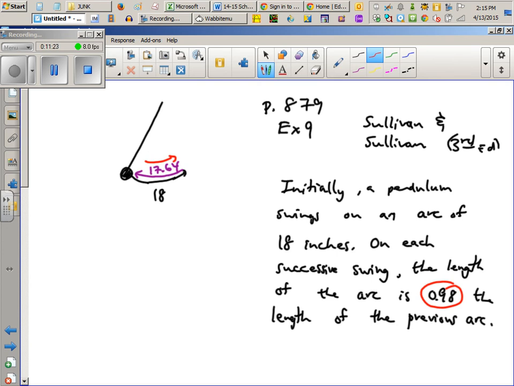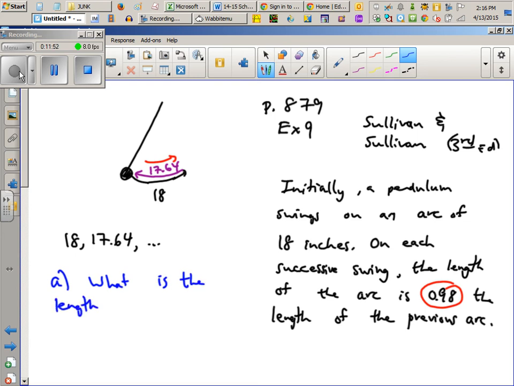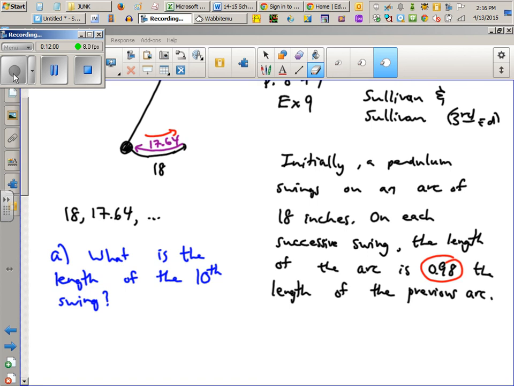Okay, so you could kind of write this as a sequence. 18 is the first term, 17.64 is the next term, and so on. They're going to ask us a lot of different questions about this sequence. The first thing they ask us is what the length is upon the 10th swing. Let's see if we can figure that out. Part A asks, what is the length of the 10th swing? So you're basically looking for A10, I guess, is the idea, right?